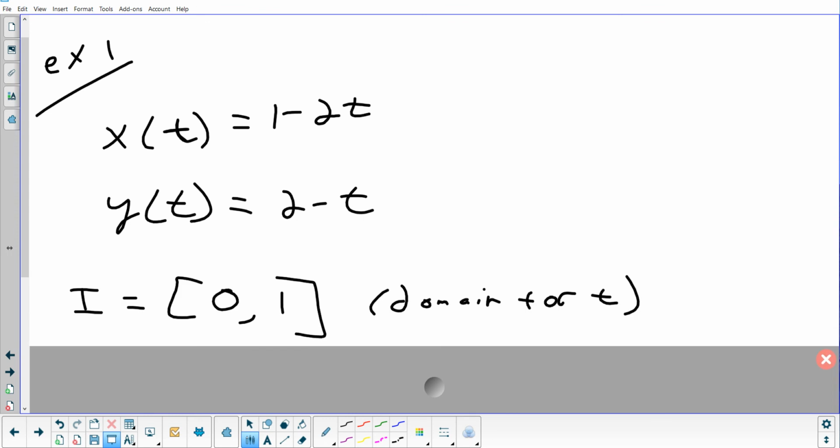Now, what I'm doing here is I am controlling what you can plug in for t. I'm not letting you plug in anything you want. I'm only allowing you to plug in numbers between 0 and 1. And there's a way to put this in on the calculator to tell it what values to use for the domain. And I'll show you how to do that.